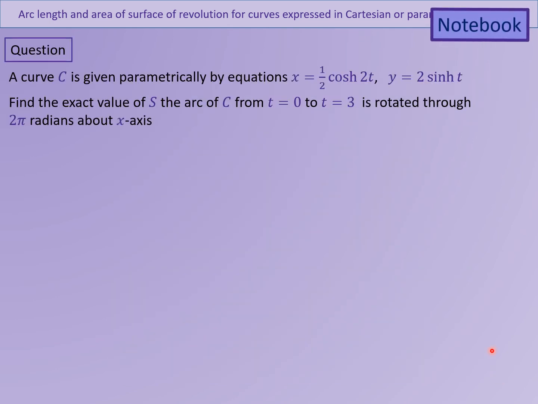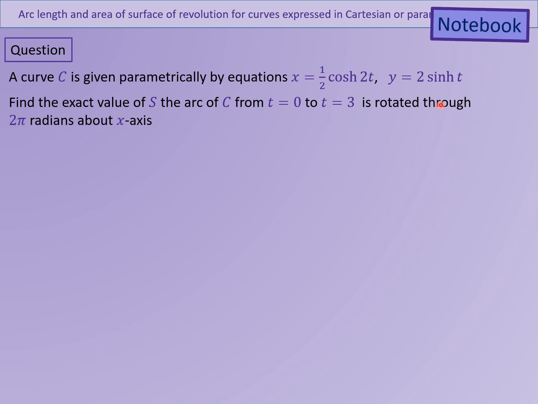Okay, so just grab your notebooks then. We'll look at one more exam question on this, and then I'll let you have a go at some work. So a curve C is given parametrically using those two functions. I've got two hyperbolic functions just there, and I'm looking for some keywords. I can see it's talking about being rotated through 2 pi radians about the x-axis.